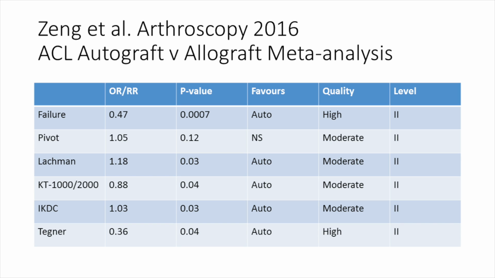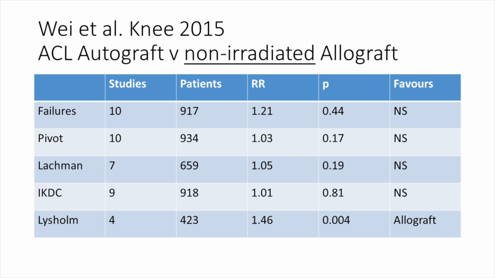So this is a meta-analysis from Arthroscopy published this year in which they compared for ACLs, autograft versus allograft, without distinguishing between irradiated and non-irradiated. And you can see that autograft was favored by almost every measure of function. However, in a meta-analysis from last year published in the Knee, ACL autograft versus non-irradiated allograft, you could see that there was almost no difference. And in fact, allograft performed better on the Lysholm functional score.